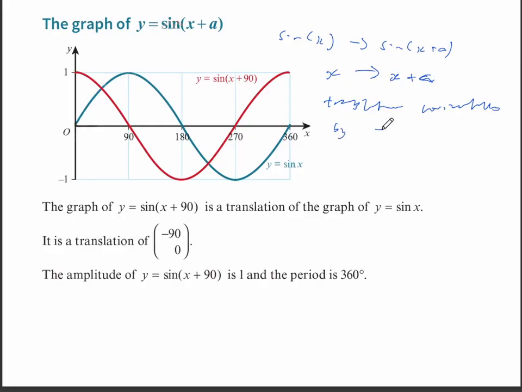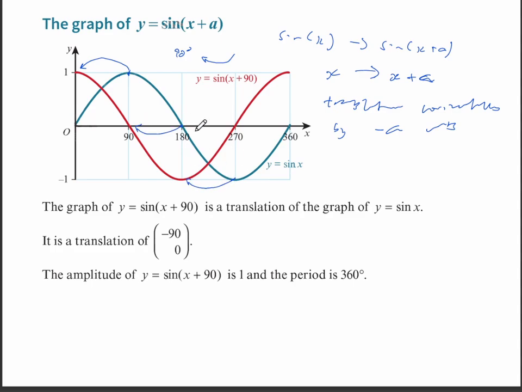by negative a units. Therefore, if you have y equals sine of x plus 90, then we're going to translate it to the left by 90 degrees, right? So if this was the original curve, every point is now going to the left by 90 degrees, and so on.